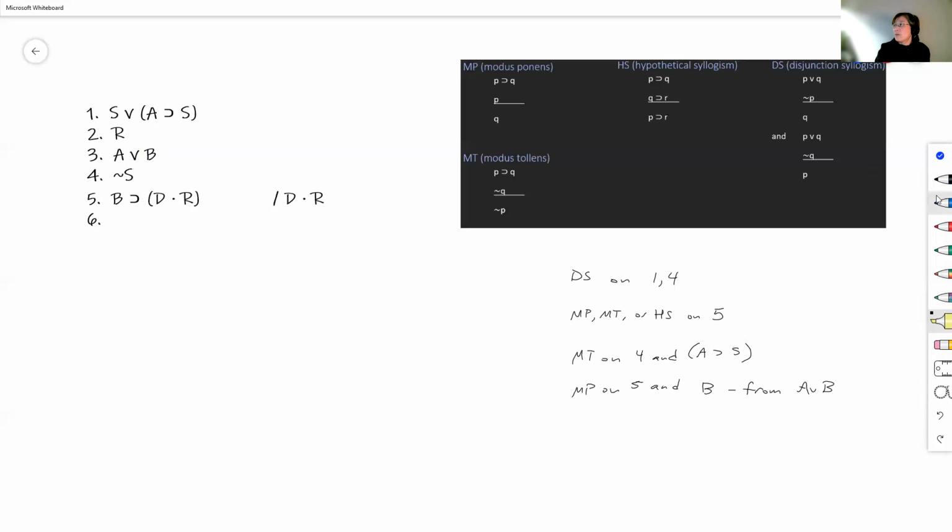And so that means starting with, on lines 1 and 4 as our ingredients, we're going to use the rule DS. That means that we're deriving a hook S, a horseshoe S. Okay.